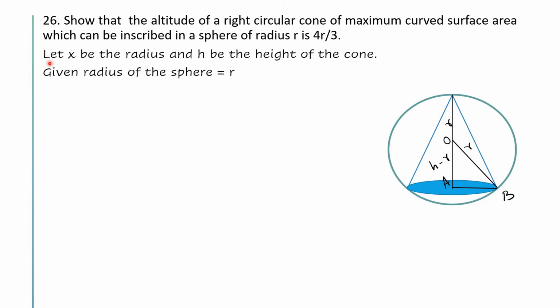So let x be the radius and h be the height of the cone, given the radius of the sphere is r. So it is similar to the previous question. Here we have to look for the maximum curved surface area. So here we have this sphere with center O and this is the cone.